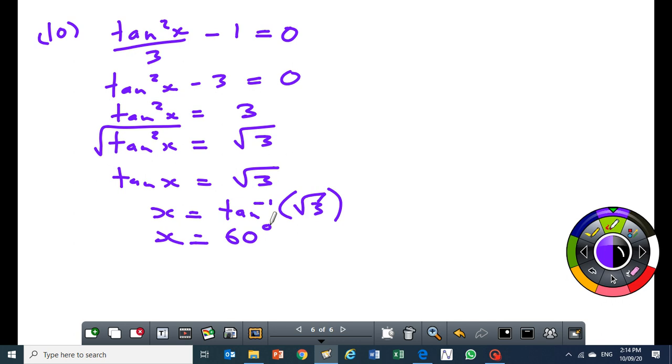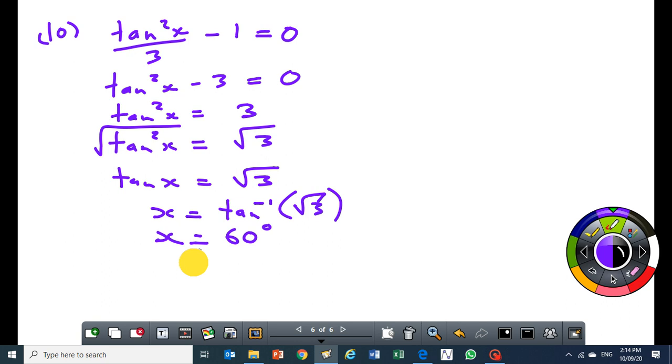Remember, there are two angles. One must be in the first quadrant, which is this one. The other one must be in the third quadrant. Now to get the one in the third quadrant, what you do is you add 180 degrees to this one. Add 180 to get an angle in the third quadrant, which gives you the same ratio as square root of 3.